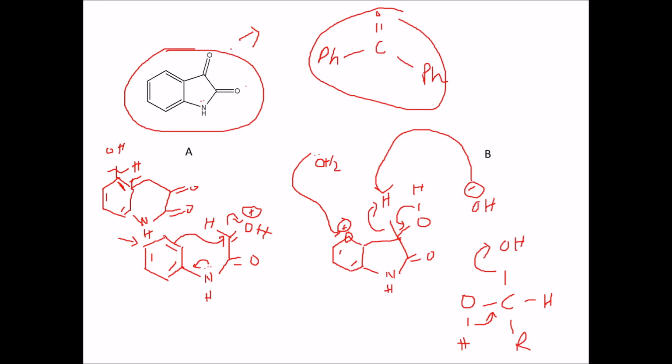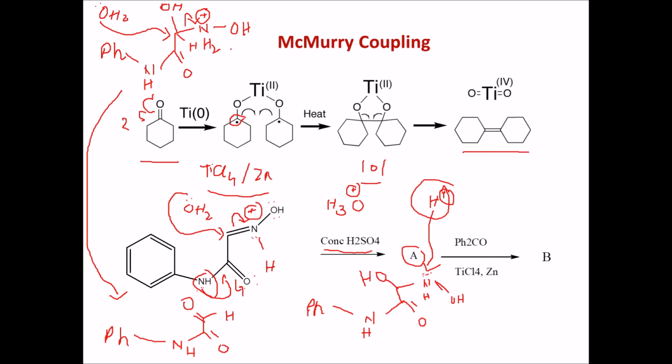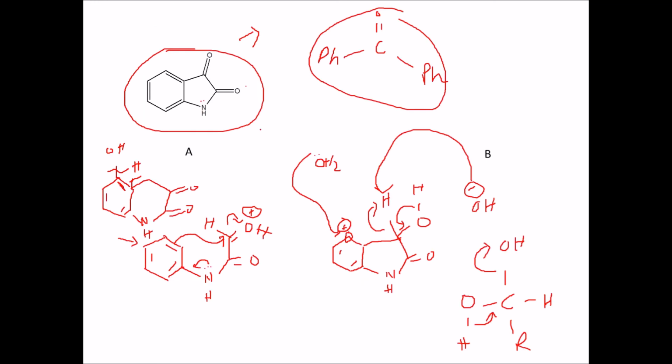And one more thing that I need to tell you guys is that a lot of mechanisms have been proposed. The one that I have shown you over here is a one electron mechanism, but there are several two electron mechanisms also being proposed, right? So any one of them could be the correct mechanism. You cannot say that one is wrong and one is correct, right?